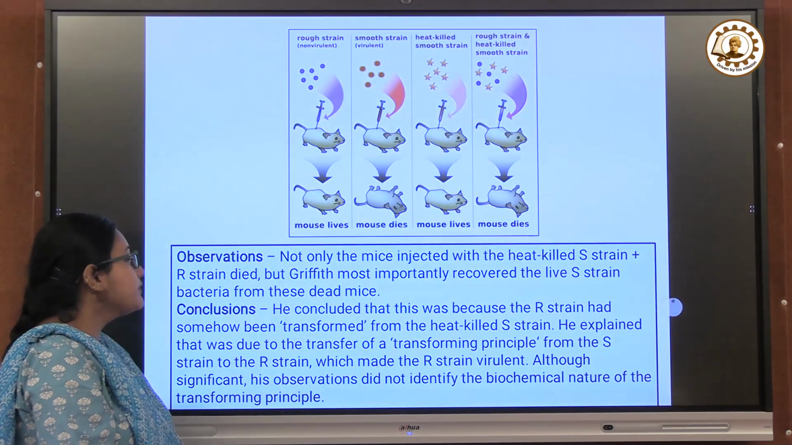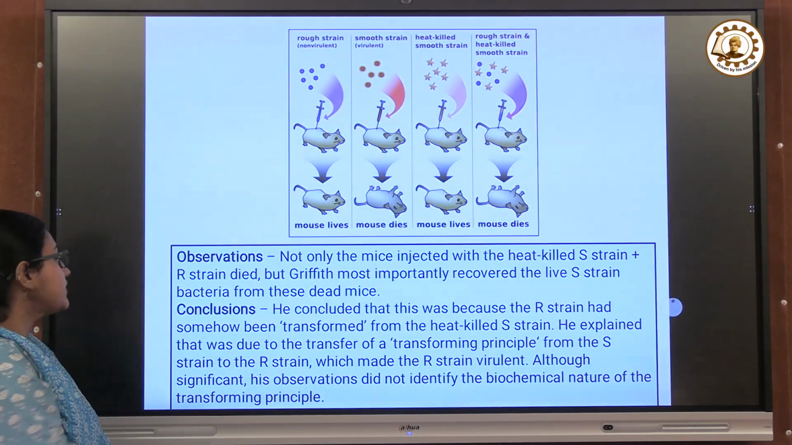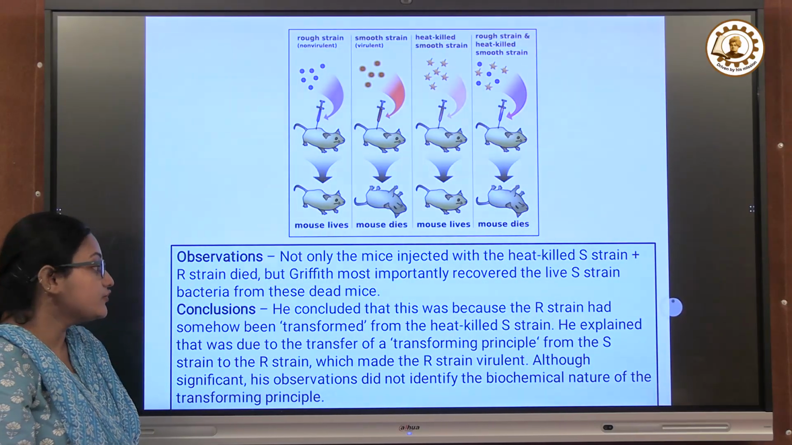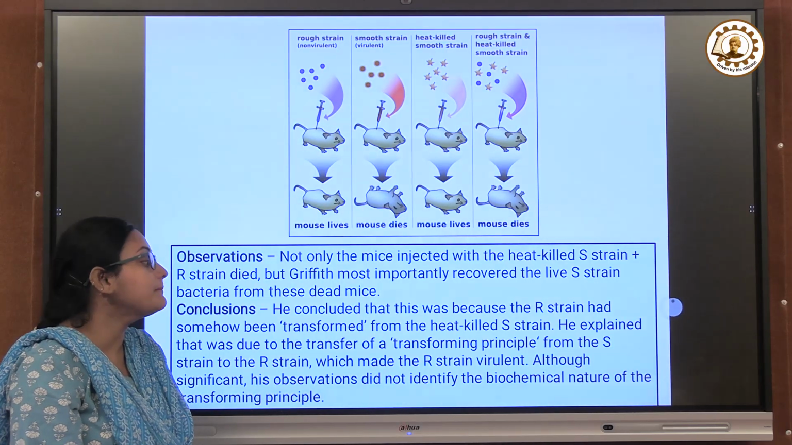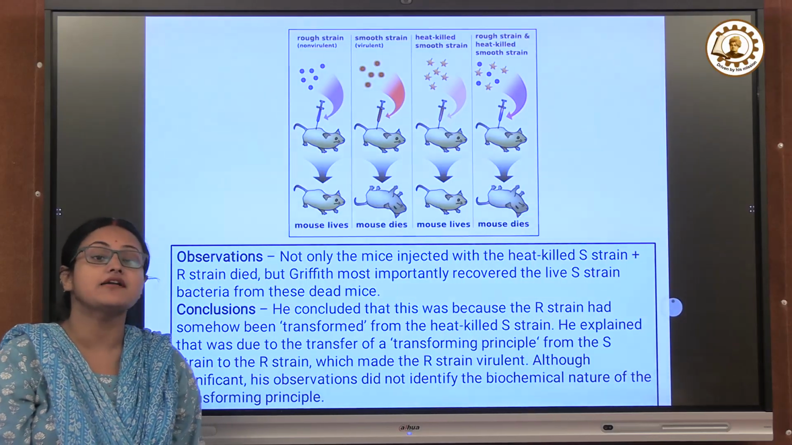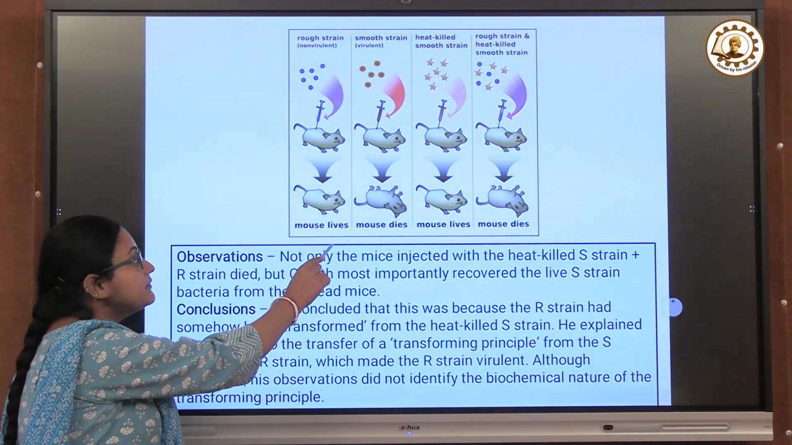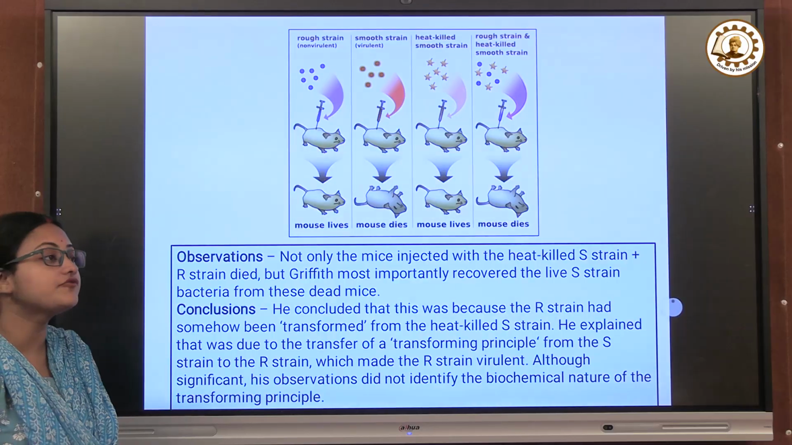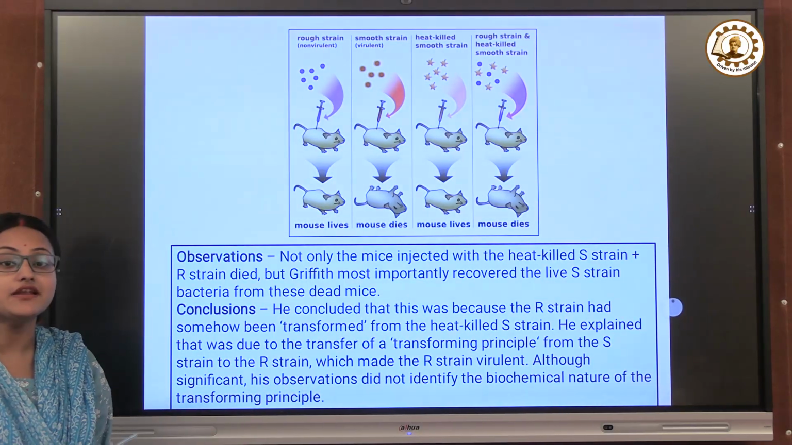Why has this happened? He concluded that this was because the R strain had somehow been transformed by the heat-killed S strain. He explained that it was due to a transforming principle from the S strain to the R strain, which made the R strain virulent. Previously the R strain was not virulent, so the mouse lived. But when it is transformed, it becomes virulent and the mouse died. But it was not confirmed that it was DNA which was transformed.